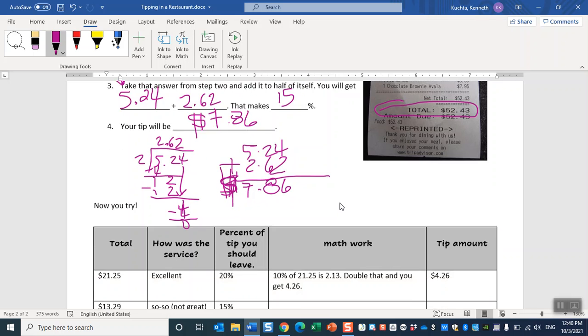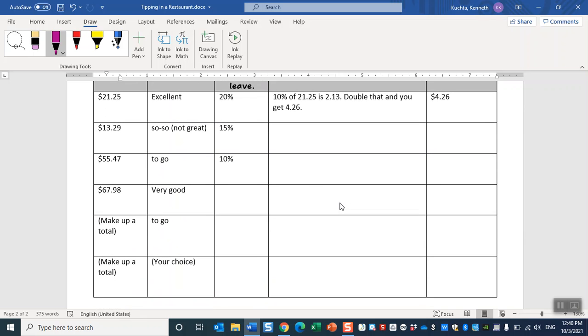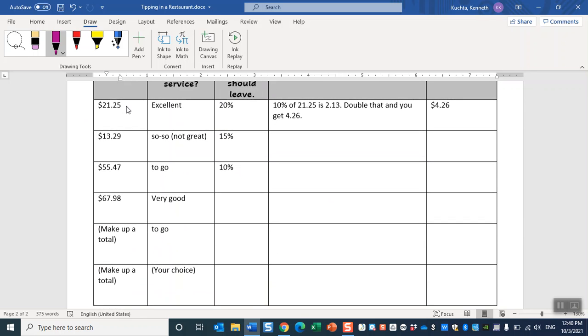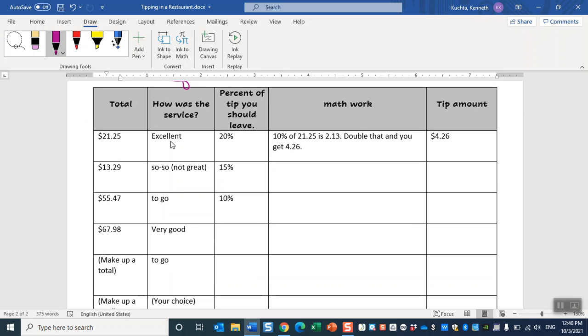Okay? All right, down at the bottom here, you're going to figure out these. I already gave you an example with the first one. The total is $21.25. The service was excellent. You're going to leave a 20% tip because it's excellent, right? If you have excellent service, you leave 20%. Okay? 10% of $21.25 is $2.13. Double that and you get $4.26. Again, you double it because you want to go from 10% to 20%. And that's why you double it.